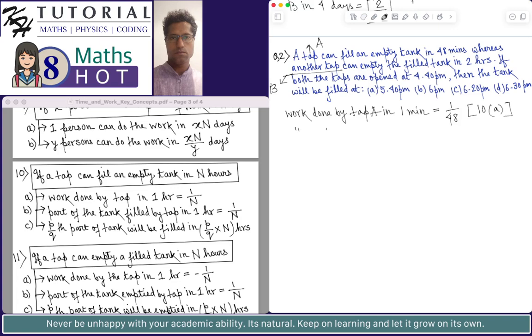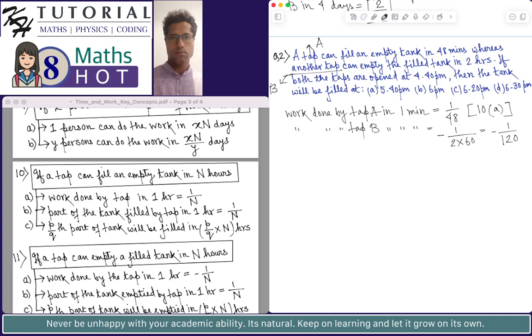Similarly, work done by tap B. Tap A was an inlet, so the work done was positive. Tap B is an outlet, so the work done will be negative. First we have to convert the 2 hours into minutes. So this will be negative of 1 by 2 multiplied by 60, which is minus 1 by 120. Negative of 1 by 120 is the work done by the outlet tap B in 1 minute.